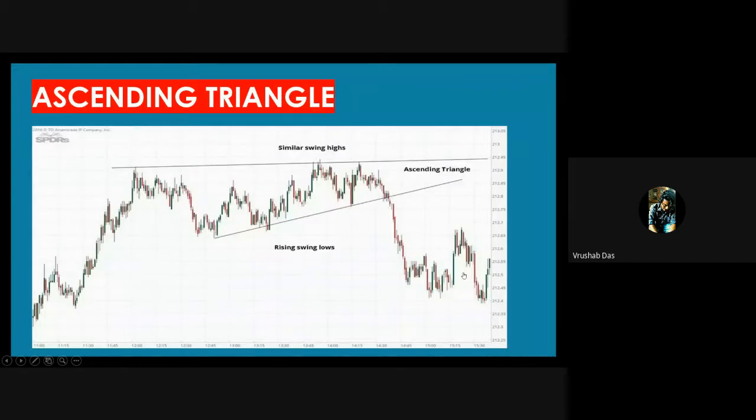This is an example of an ascending triangle. As you can see, the support levels are rising, the new lows are rising in this triangle, and the resistance is stable. So this is an example of the ascending triangle.